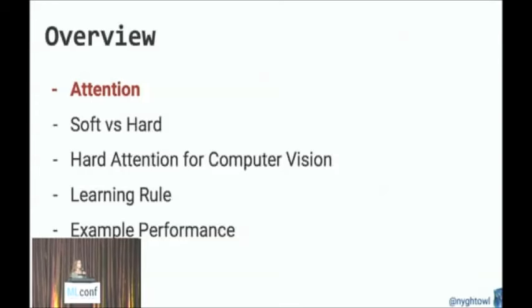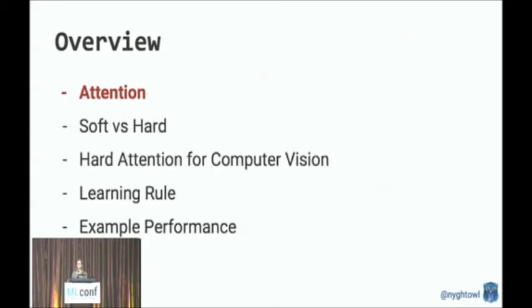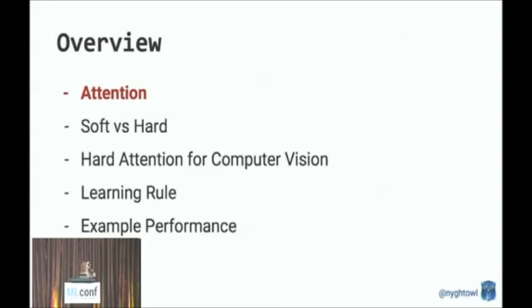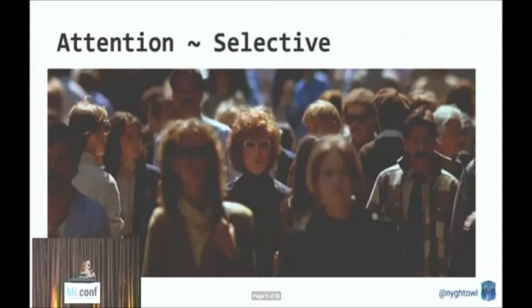So what I want to do is try to give you guys a little bit of an overview of what attention is as it relates to neural nets, to help you understand this concept of soft versus hard and what that means. I'm going to give an example of a hard attention model as it relates to computer vision, and then touch briefly on the learning rule, which is used with hard models in particular, as well as talk a little bit about performance as it relates to this example that I have. So let's go into the details, and the way I'm going to present this is talking about the data from a visual perspective, because I think that's the easiest way to think about attention.